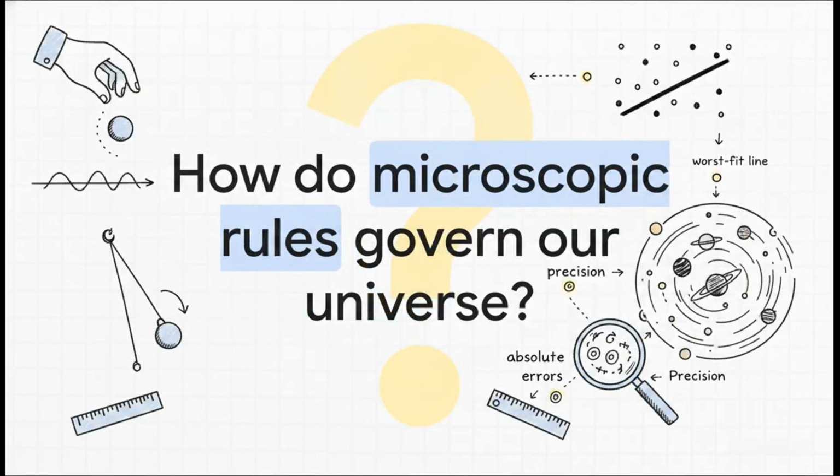So the next time you drop a ball, measure a voltage, or swing a pendulum, think about this. From fighting a tiny 0.2-second manual reaction time, to drawing worst fit lines, to calculating the propagation of absolute errors, ask yourself, how does hunting down these microscopic, seemingly tedious uncertainties ultimately unlock the massive fundamental laws of nature around us? Because without this rigorous quest for precision, we really wouldn't know anything about our universe at all.